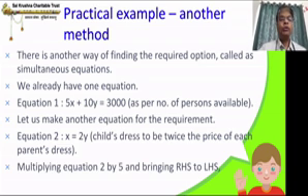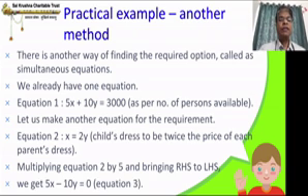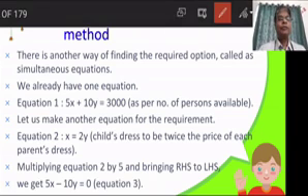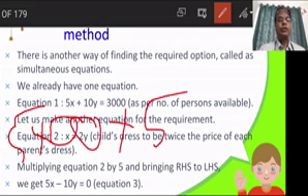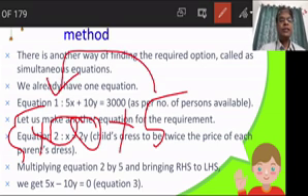And now what we are going to do, we are going to multiply equation 2 by 5. We are going to solve this equation by bringing RHS to LHS. We get 5x equal to 10y. I will just show you here. X equal to 2y, multiplied by 5, is 5x equal to 10y. Then I take this to here. So 5x minus 10y equal to 0.